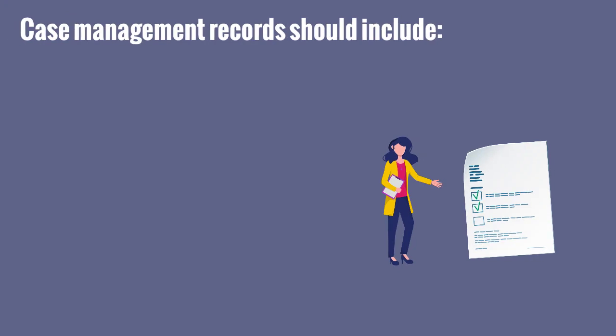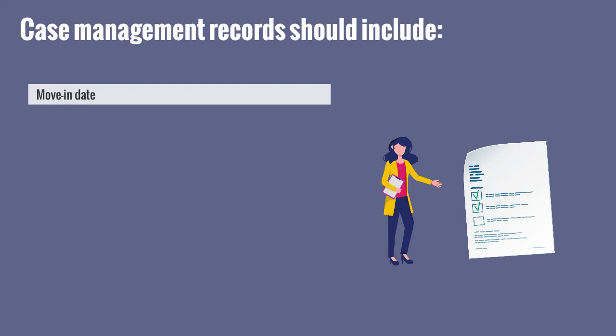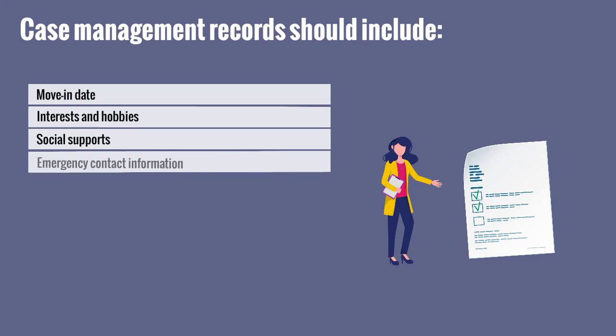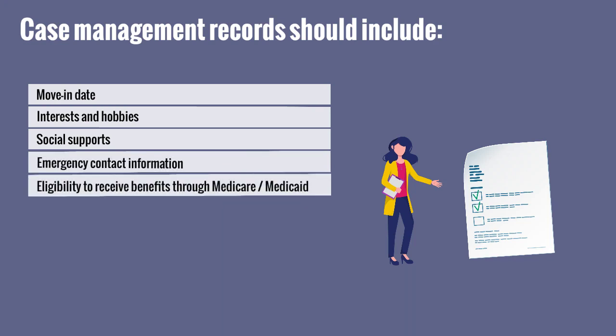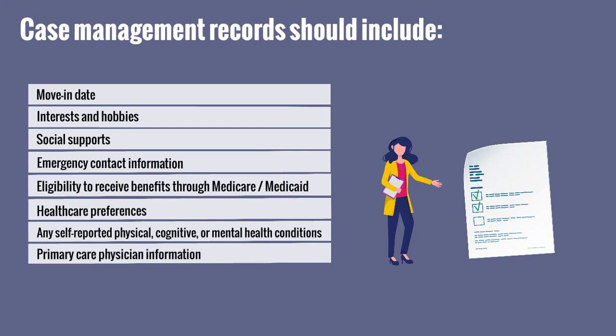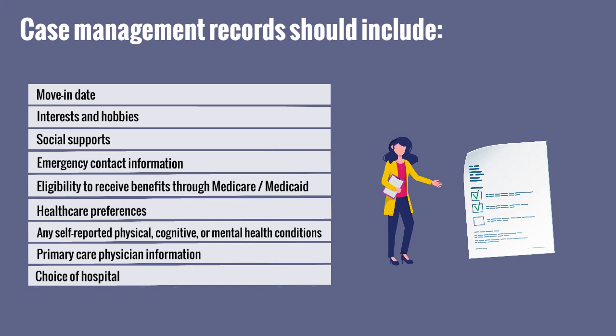At intake, the property should obtain information about the resident such as move-in date, interests and hobbies, social supports, emergency contact information, eligibility to receive benefits and services through Medicare, Medicaid, or third-party insurance, healthcare preferences, any self-reported physical, cognitive, or mental health conditions, the resident's primary care physician, choice of hospital, and any end-of-life plans.